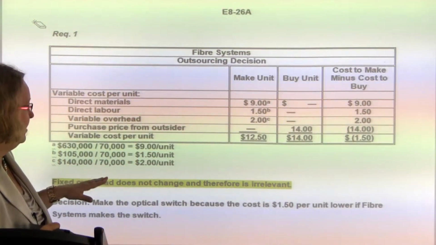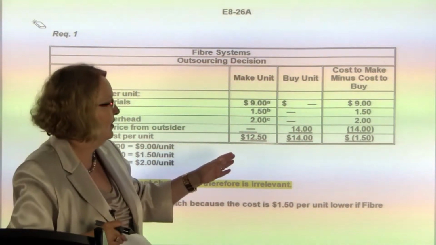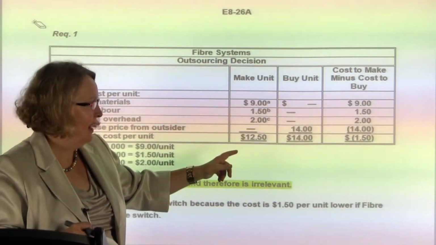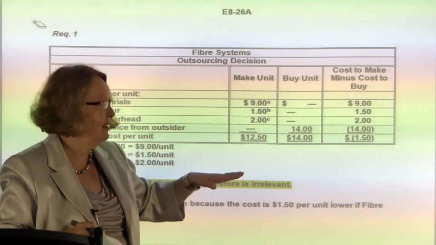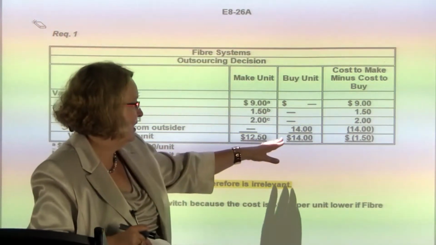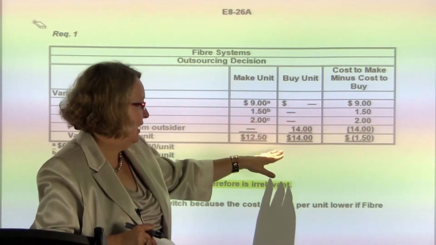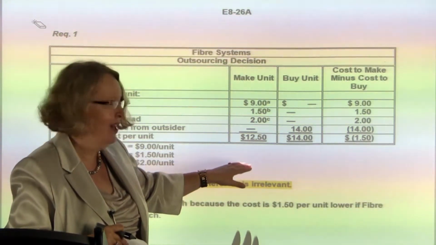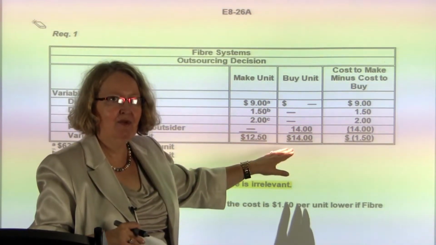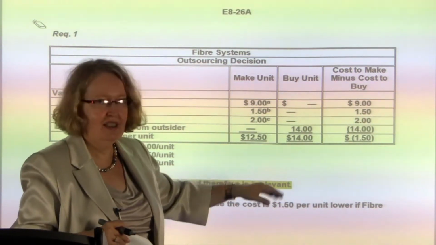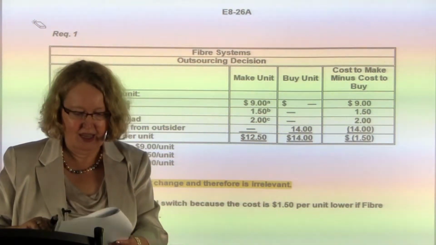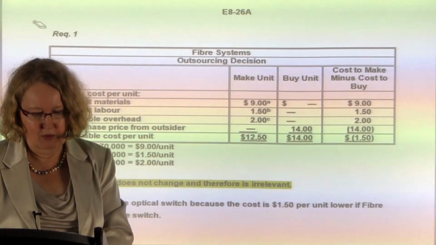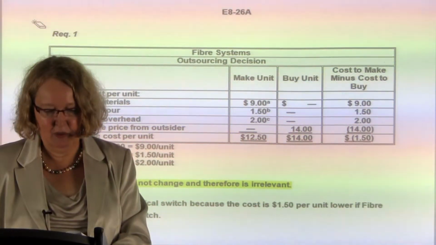So to make the unit internally for this Fiber Systems company, it's going to cost them $12.50. Now they have an offer from a company that they can buy this from, ready-made, for $14. And basically the answer would be no, you wouldn't outsource it because you can make it yourself for $12.50, so why would you pay somebody else $14 to make it? So in this case, the answer is no, you wouldn't actually do this. So that's requirement 1.